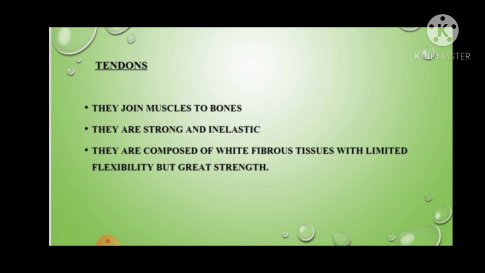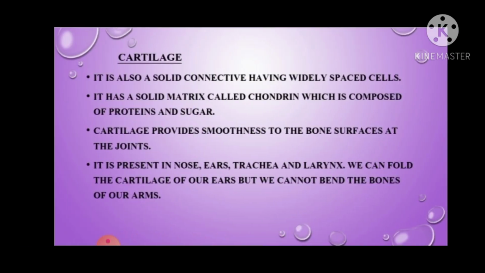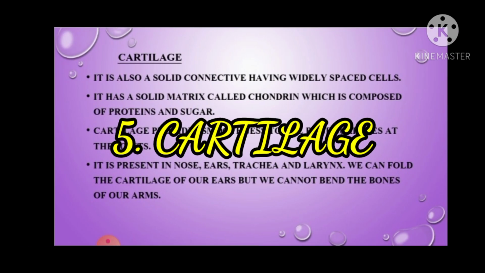So students, you must remember what you mean by tendons and what you mean by ligaments. These two topics are always asked in exams and you have to remember the difference also. What does tendon do? Tendon joins muscle to bones. And what does ligament do? It joins two bones together. Tendons are generally made up of white fibrous connective tissues, whereas ligaments are generally made up of yellow fibrous tissues. Now let us move to another connective tissue, that is cartilage.